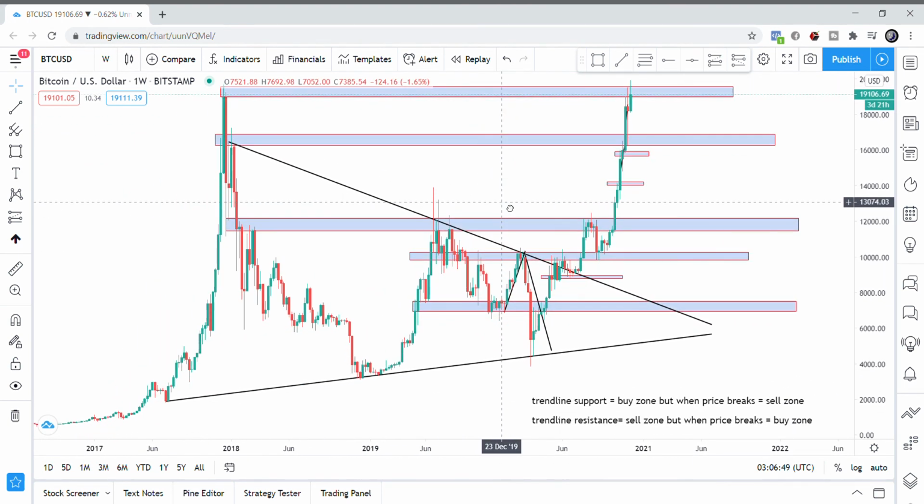So I hope you learned something from this lesson. It's easy and very basic to use trend line support or resistances. So as a newbie, make sure to take this in, guys.